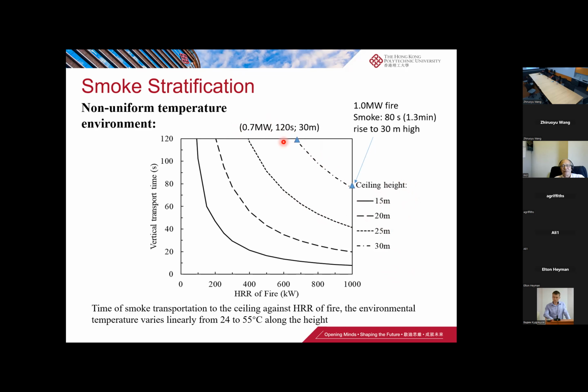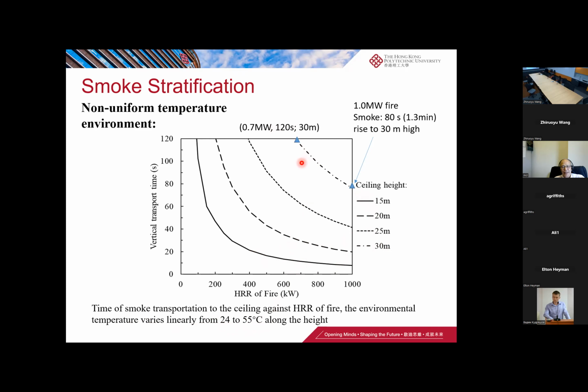So come back to here. This is a curve I have plotted for the situation of different ceiling heights with various temperatures, from 24 degrees C at the bottom to 55 degrees C at the top, with different ceiling heights. This is for 15 meters, 20 meters, 25 meters and 30 meters. We choose 30 meters as an example for discussion.